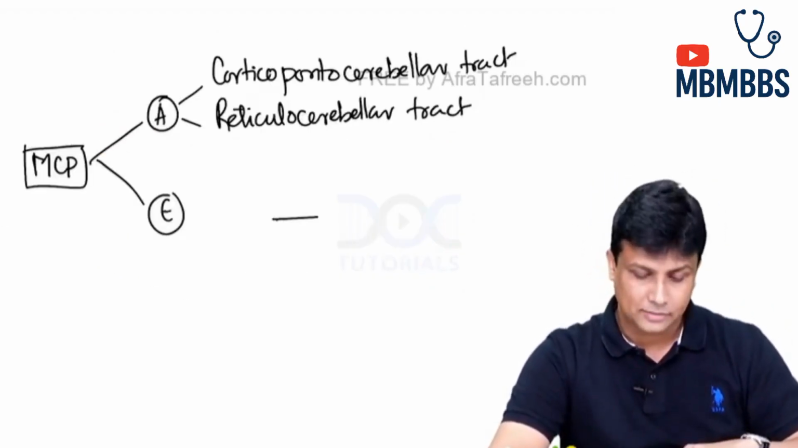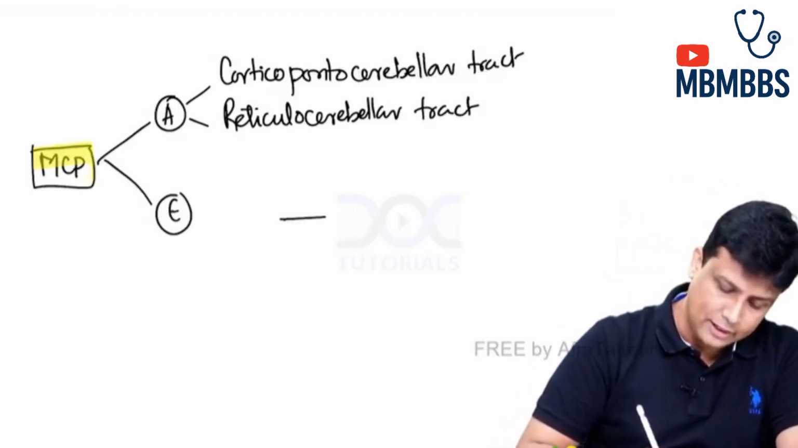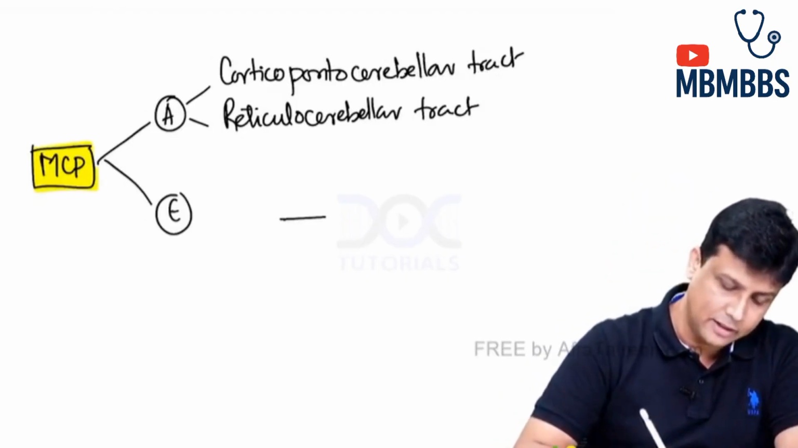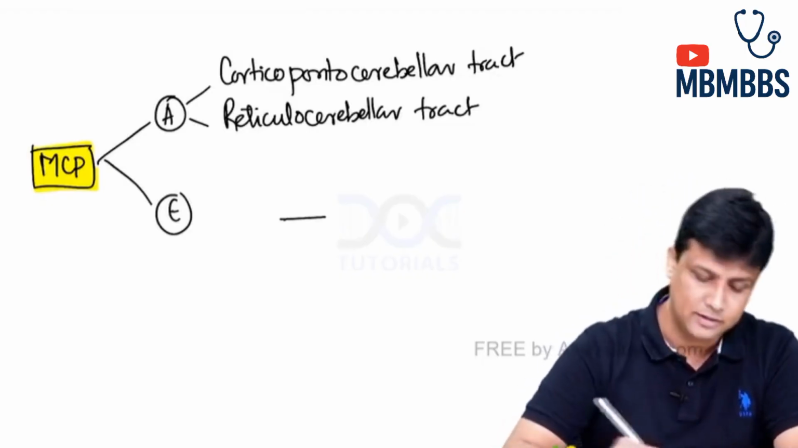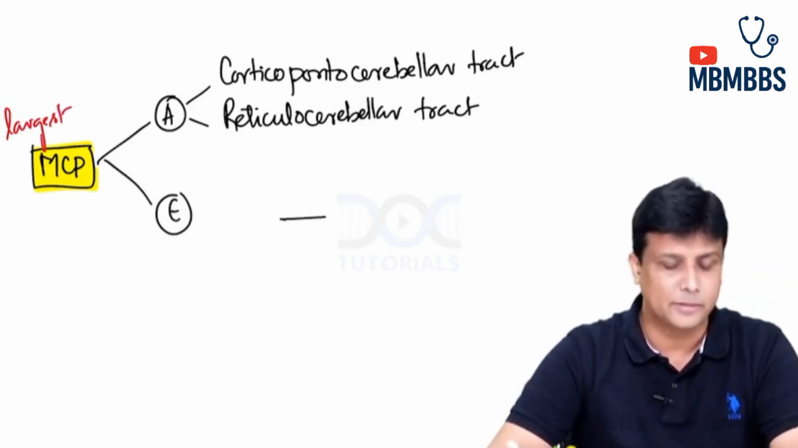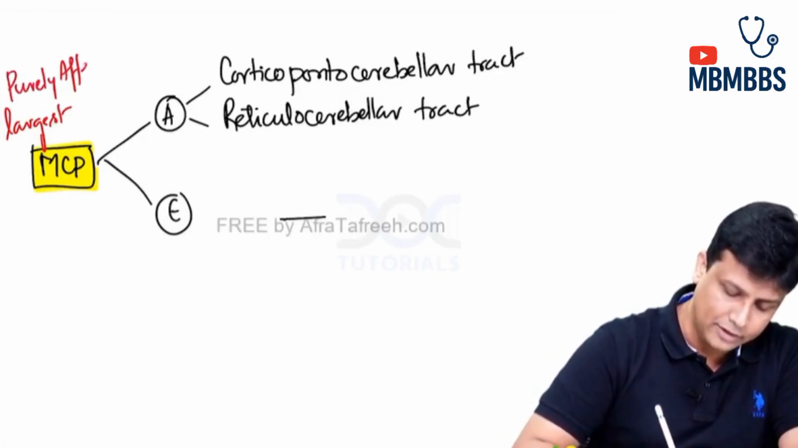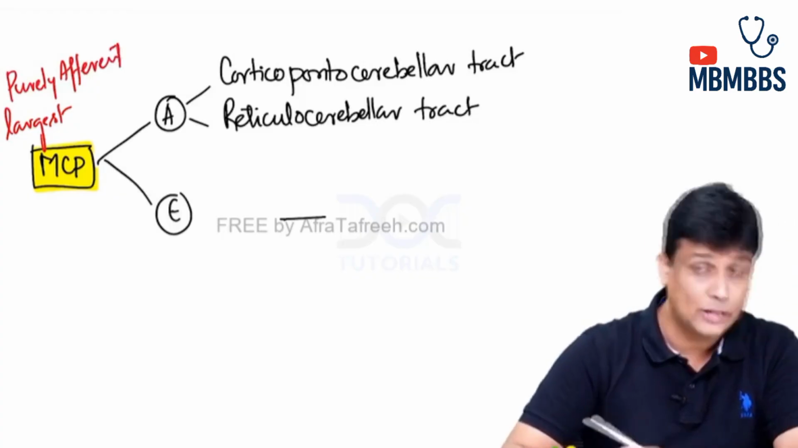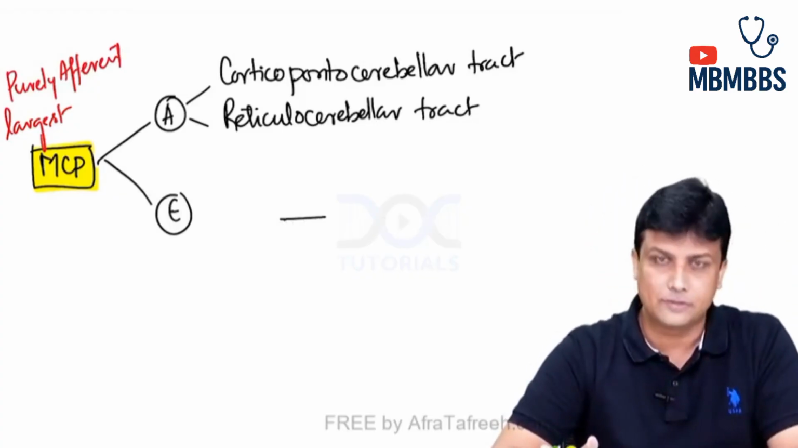Apart from that, welcome to the middle cerebellar peduncle. One thing I would like to tell you is that out of all three cerebellar peduncles, the superior, middle and inferior, the largest one is the middle cerebellar peduncle. And one more important thing is that it is purely afferent. What is the meaning of this? It consists of only the afferent tracts which enter the cerebellum. There are no efferent tracts from here.